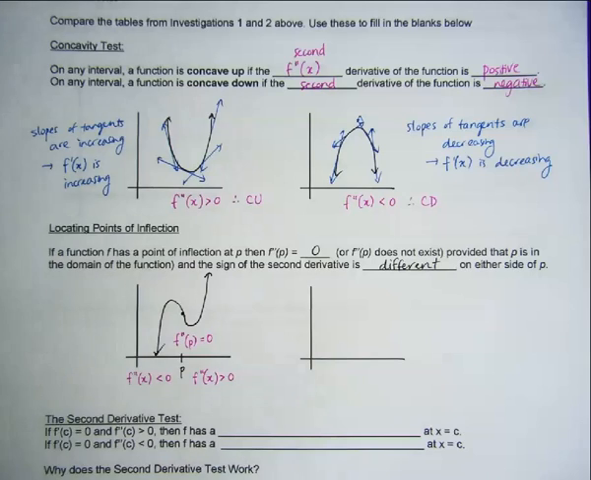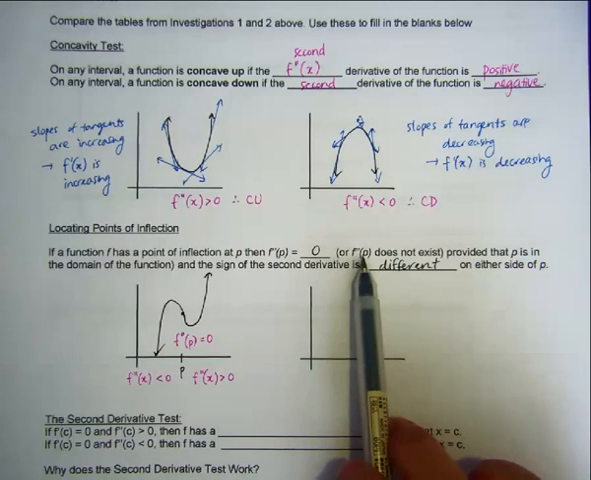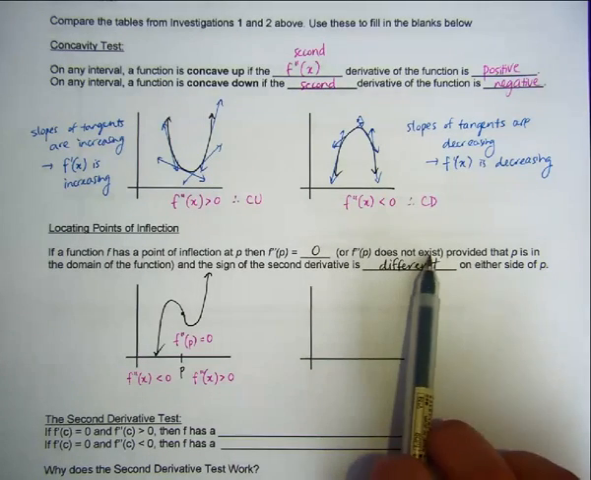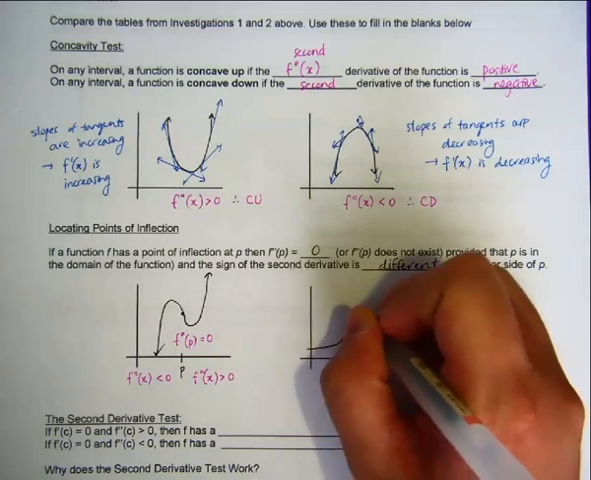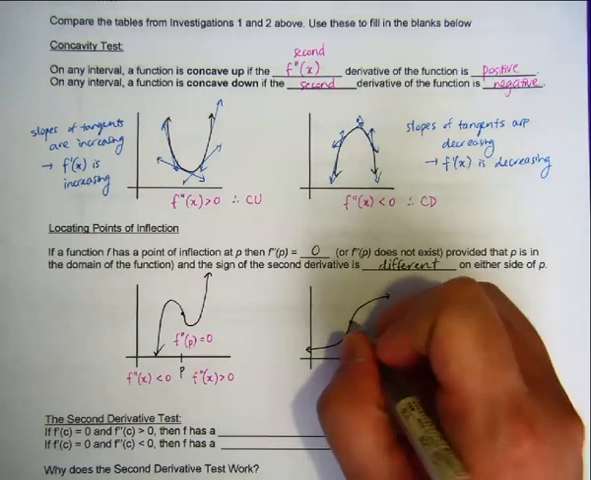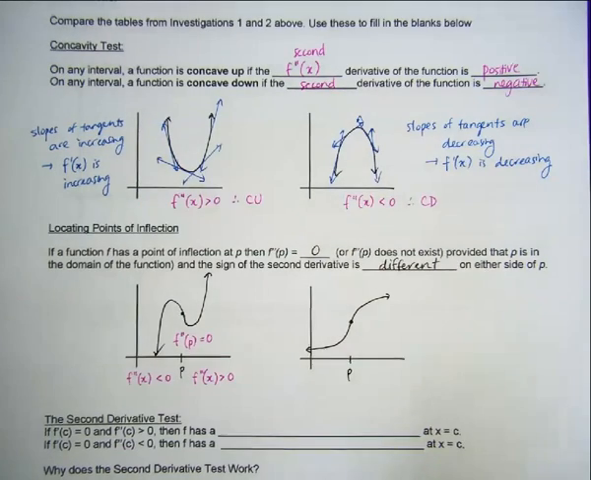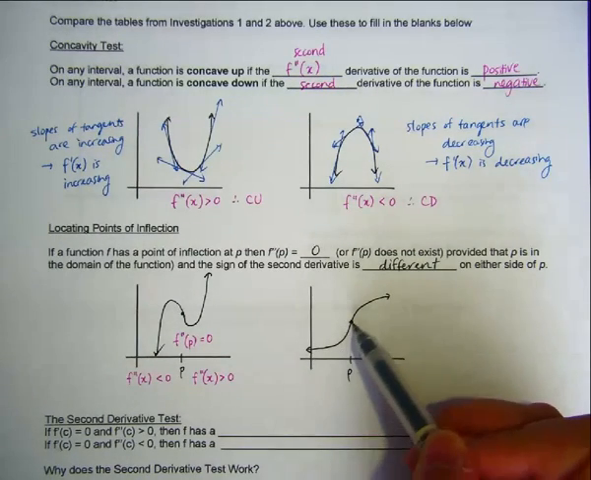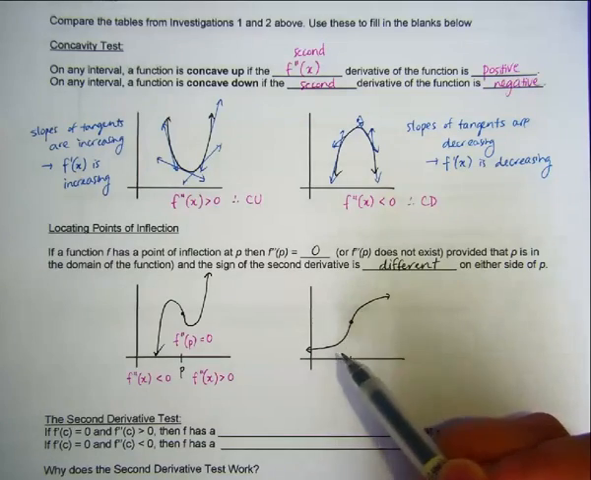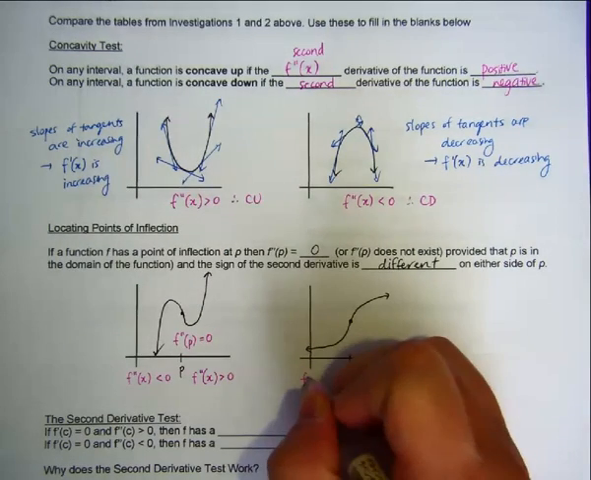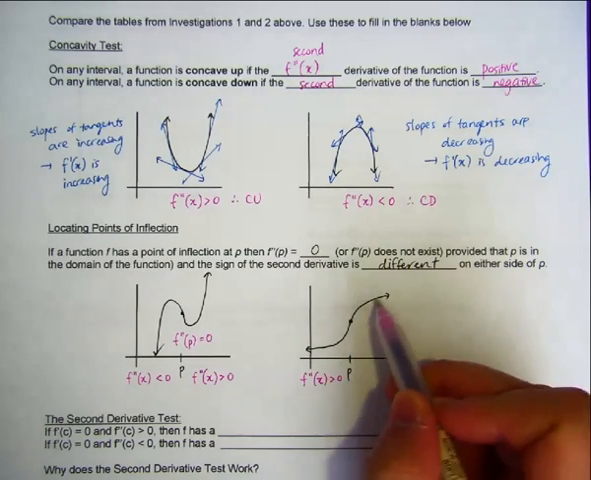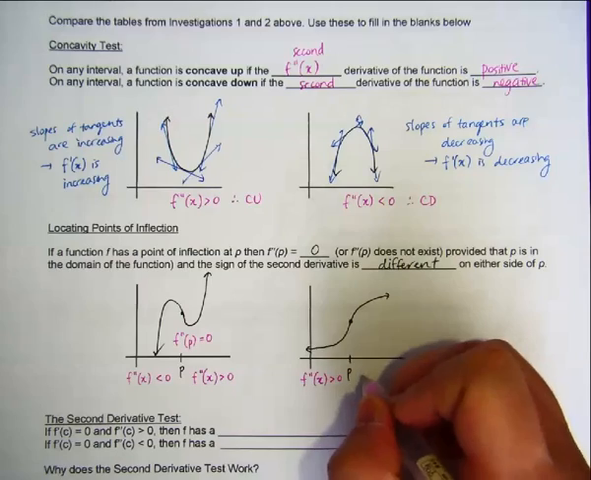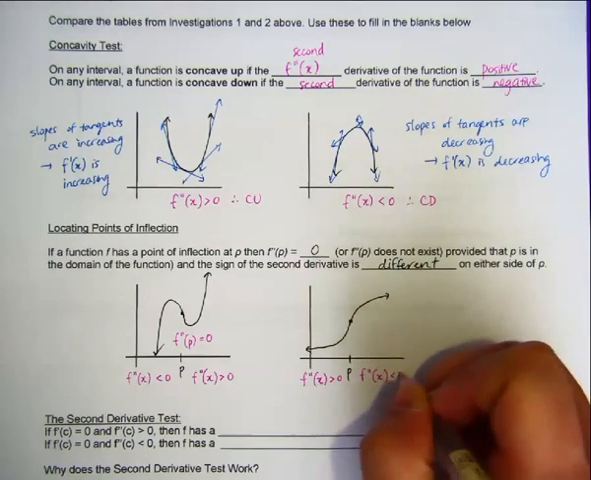Okay? And another example here, when we said up here that the point of inflection can also occur when f double prime does not exist, but p is in the domain of the function. We're talking about, for example, when we have an infinite slope point. Okay? So here's point x equals p. Until this point, the function is concave up. So that means that f double prime is positive. And then to the right of that point, the function is concave down. So that means that the function's second derivative is negative.